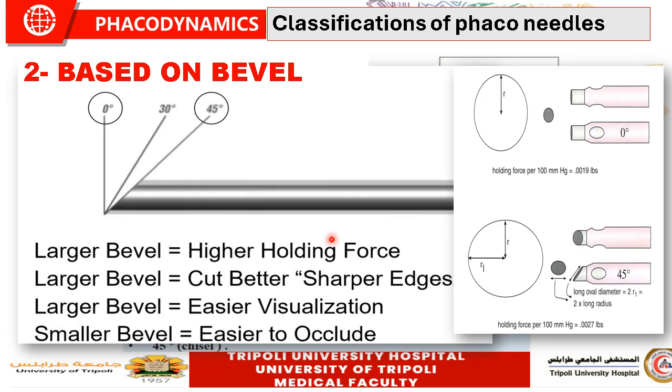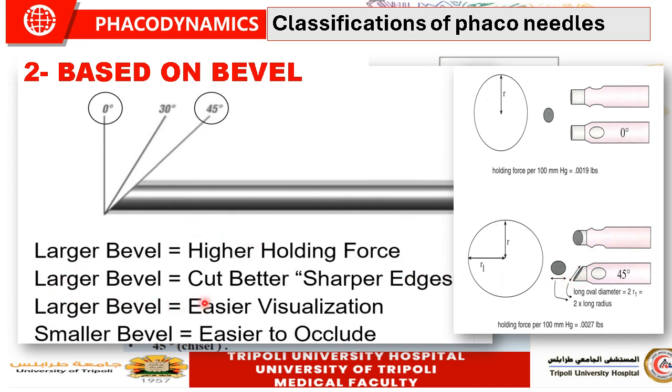For example, as you can see, this is the bevel of the Phaco needle. This is a 0 degree, there is no angulation. This is 30 degree and 40 degree. The larger the bevel, the holding force will be more because the surface area will be more. And as you know, the vacuum is a force related to the surface area. As the surface area increases because of the angulation, the holding power will be more because the vacuum will be more. So this is very important to be understood.